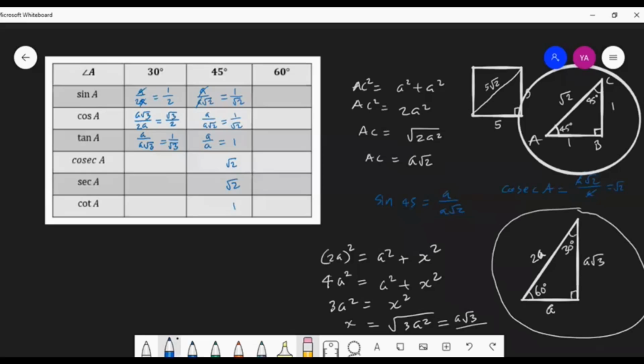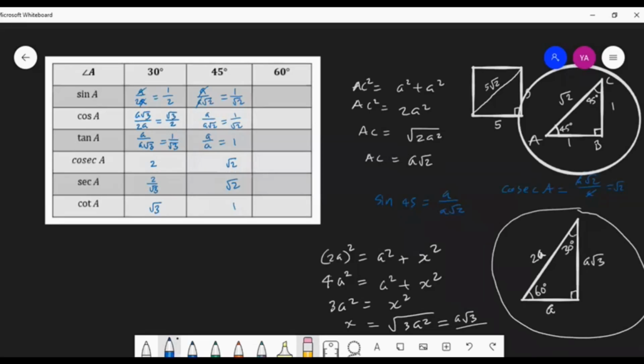Now what will be cosec 30? Just take the reciprocal of sin 30. That is 2. Okay. What will be sec 30? 2 by root 3. What will be cot 30? Root 3. Okay.